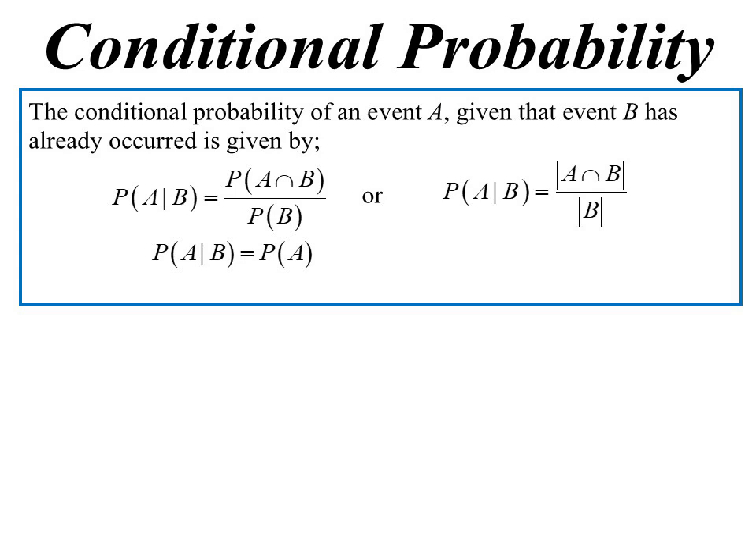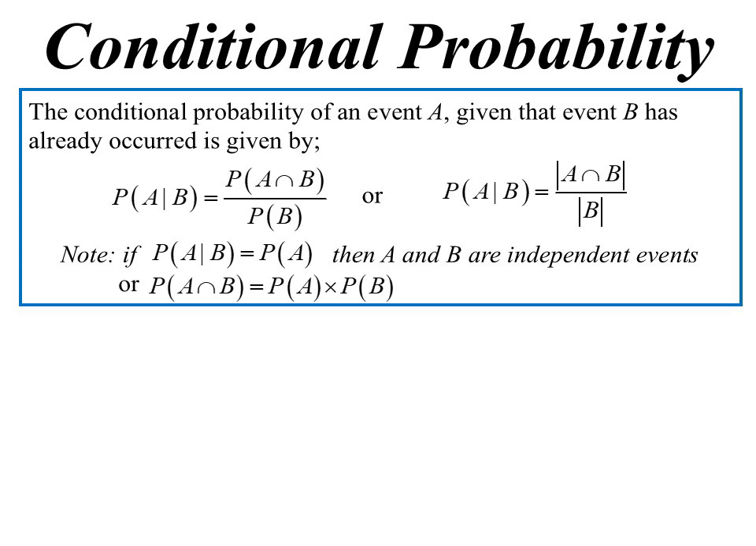What that means is this: if the probability of A given B is the same as the probability of A, then they're independent events, because the fact that B has already happened was irrelevant. The probability of A didn't change. Or we could play around with that formula and say, well, another way of working out whether they're independent is to have a look at the probability of A intersection B, and if that's the same as the probability of A times the probability of B, then they're independent events.